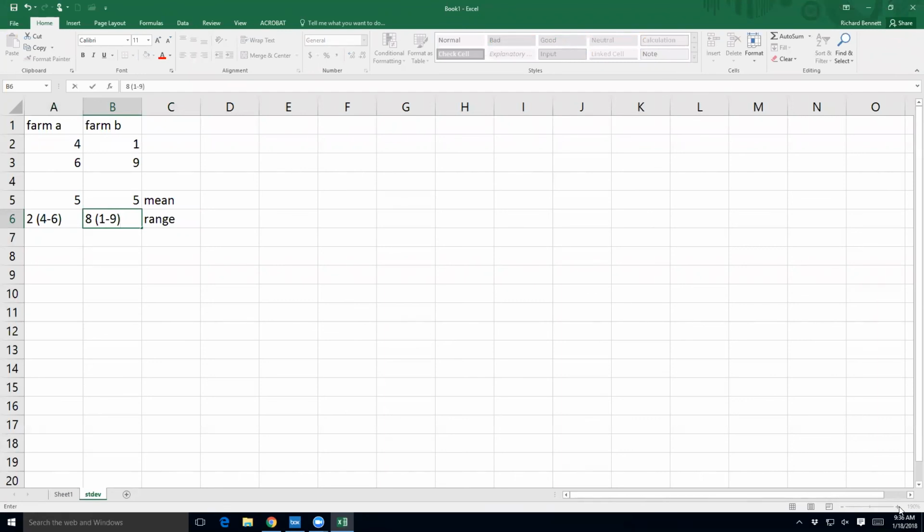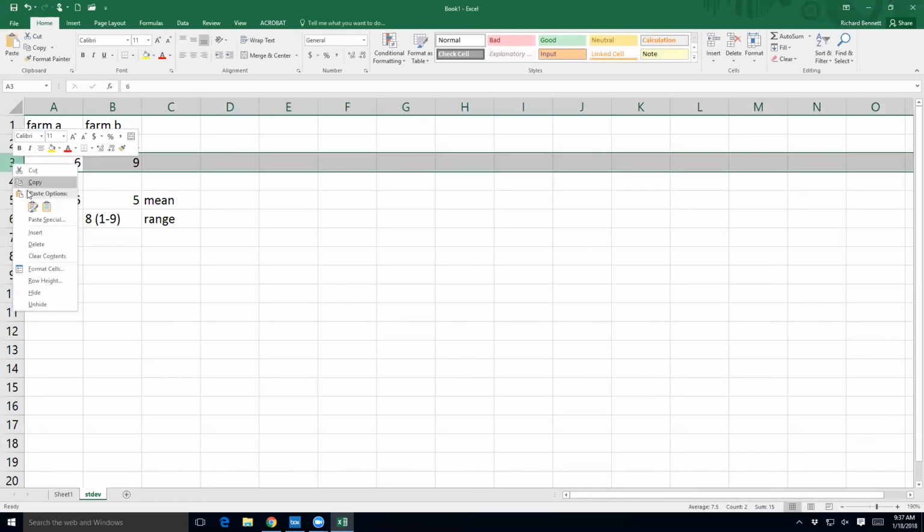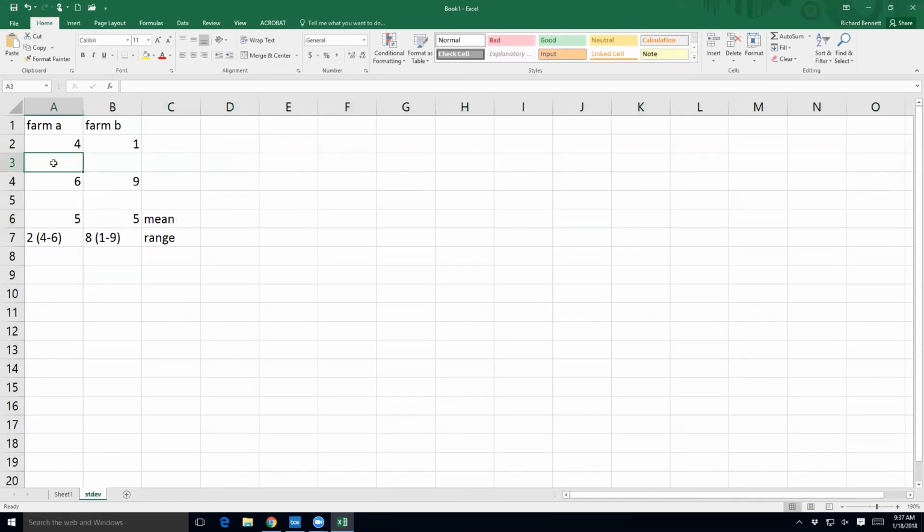So sometimes I will ask the class, where would you rather buy your potatoes? Most people say farm A because they're more consistent, it's got less variation. But occasionally I will get a student that says, oh, how about farm B? And I say, yeah, you're the gambler, right? You want to get the jackpot or not.